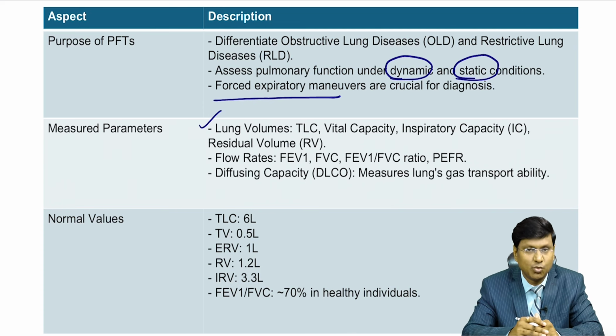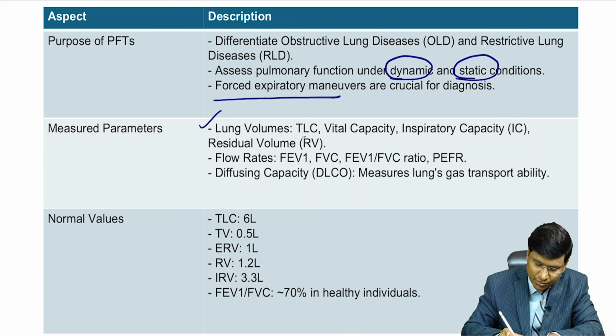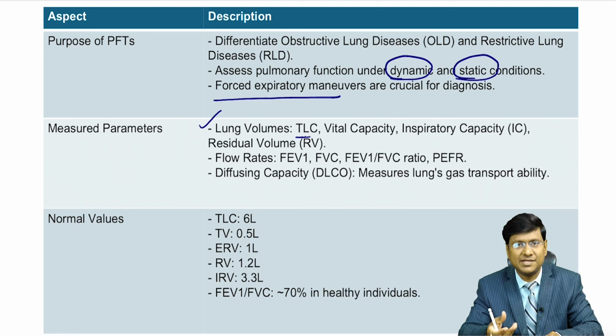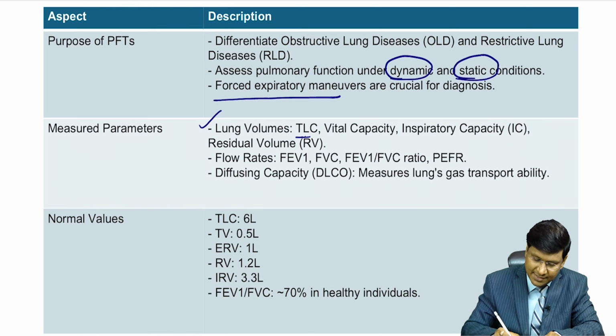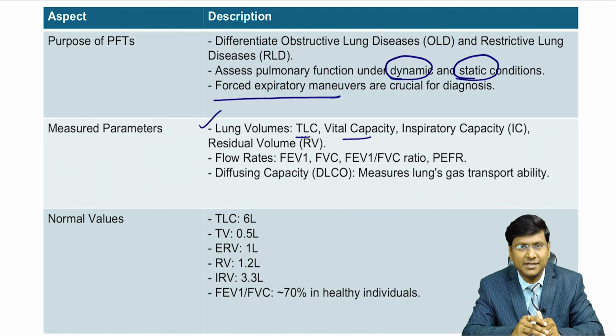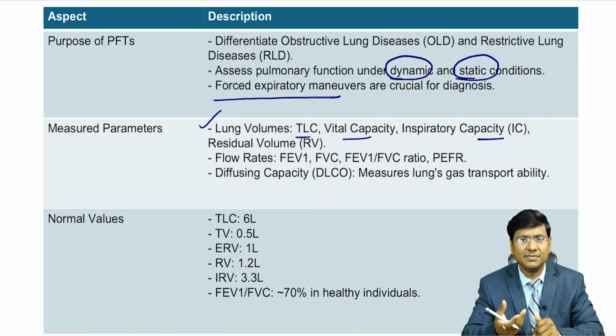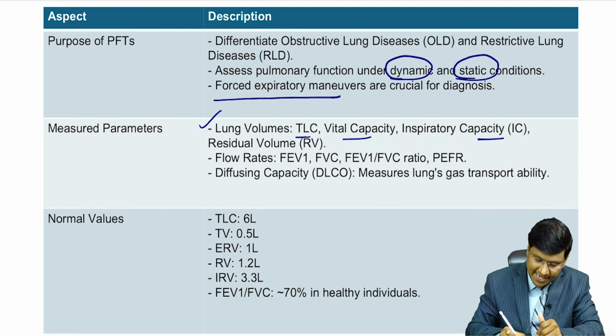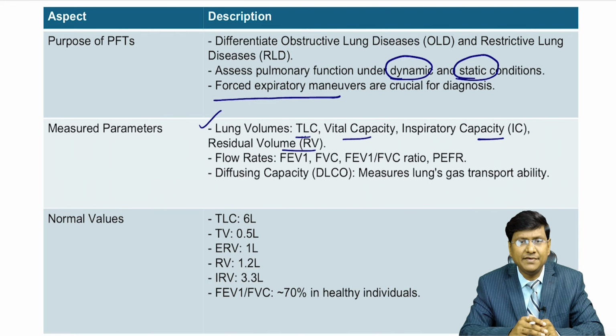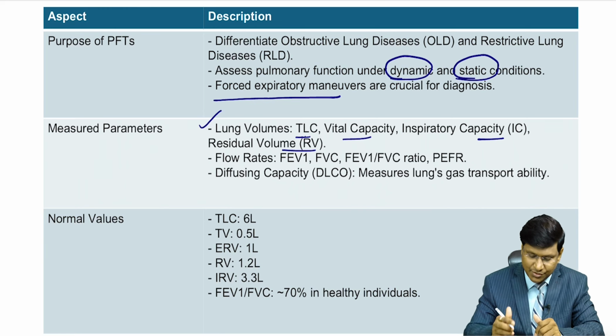If you take the lung volumes which are being measured, that includes the total lung capacity. Total lung capacity is the volume of air in the lung after forceful inhalation. Then we have the vital capacity, then the inspiratory capacity, which is the volume of air that is inhaled forcefully from the end inspiration of the tidal volume. And residual volume is the volume of air left in the lung even after forceful exhalation.